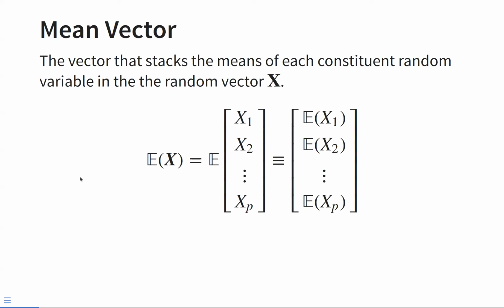Let's start off with a review of notation. A mean vector is a vector that stacks the means of each constituent random variable in a random vector x. So a random vector x is just a vector of random variables. I'll call them x1 through xp. And the mean vector, which we write expected value of bold x, is just the vector that collects the expected value of each of those separate random variables.